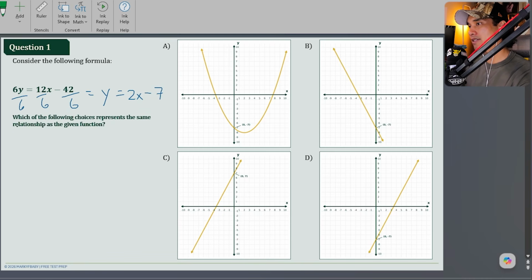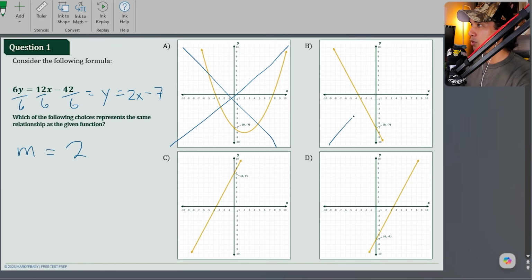The question says, which of the following choices represents the same relationship as the given function? So we are going to look at all the graphs and observe them. We have 2x, so m, our slope, equals 2, and that's a positive 2. We can get rid of A because A is a parabola. We'll look at B, and B has a negative slope. It goes from left and then downwards to the right. So we can get rid of B, and we're left with C and D.